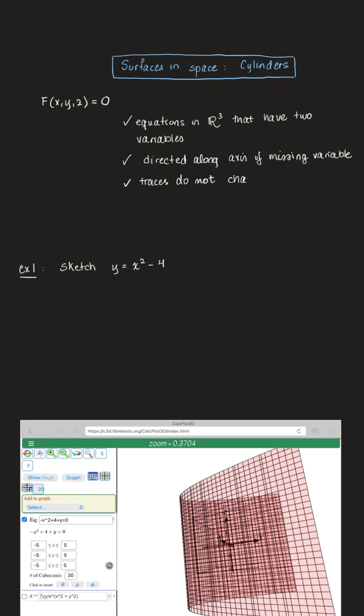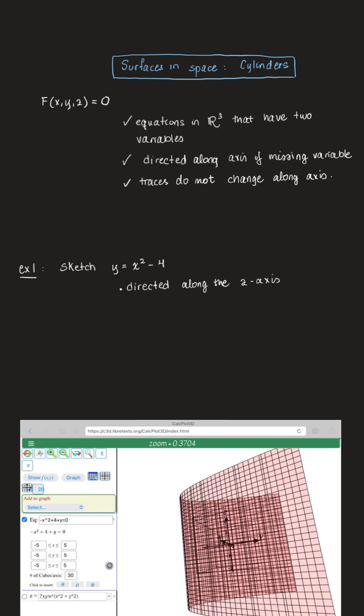Let's look at an example to make sense of these three properties of cylinders. So our first example, we want to sketch y equals x squared minus 4. Now, if this were a two-dimensional equation, then we know this is just a parabola on the xy plane. In terms of 3 dimensions, notice first that the variable z is missing, which means that this cylinder will be directed along the z-axis. So that's the second point above. It's directed along the axis of the missing variable.